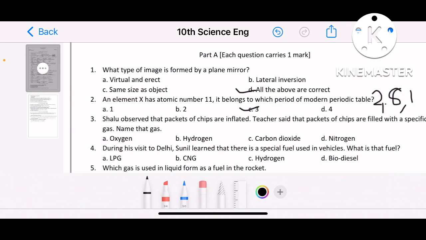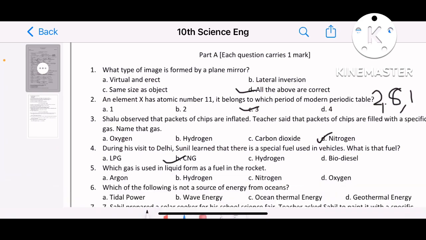Third question, Shalu observed that packets of chips are inflated. Teacher said that packets of chips are filled with a specific gas. Name the gas. The gas in the packets of chips is nitrogen. Fourth question, during his visit to Delhi, Sunil learned that there is a special fuel used in vehicles. What is that fuel? Yes, beta, you all know the fuel used nowadays is CNG.